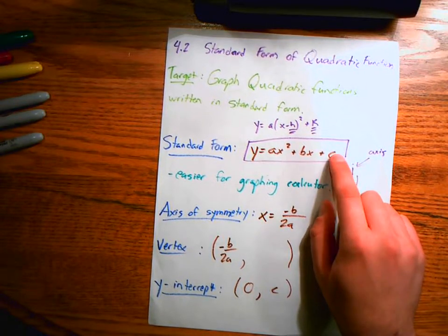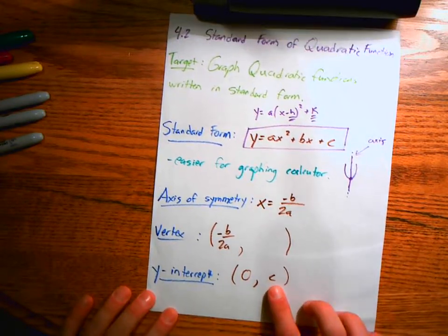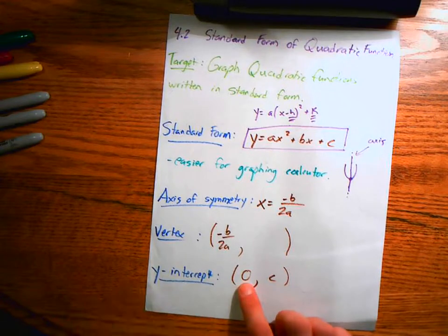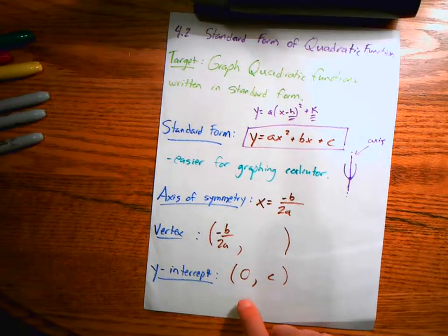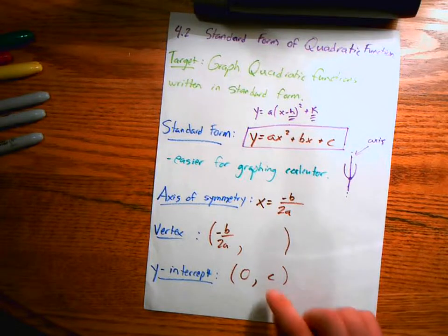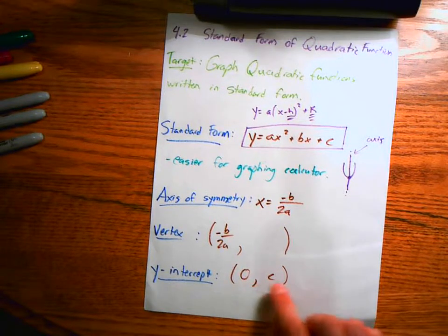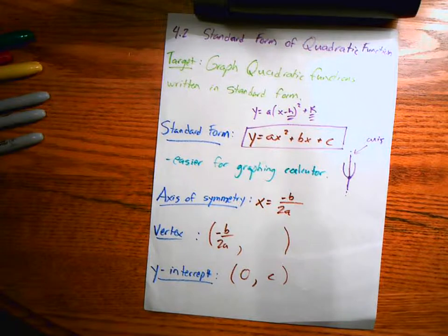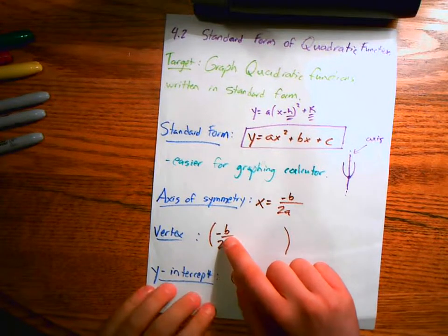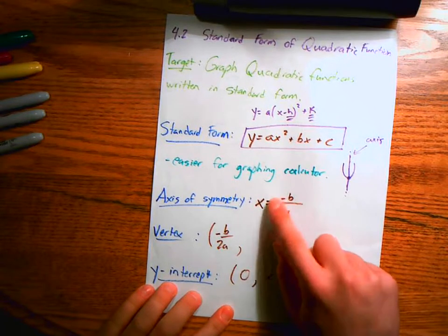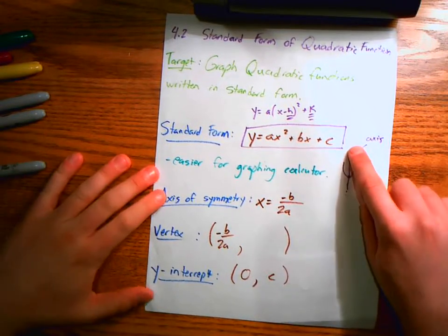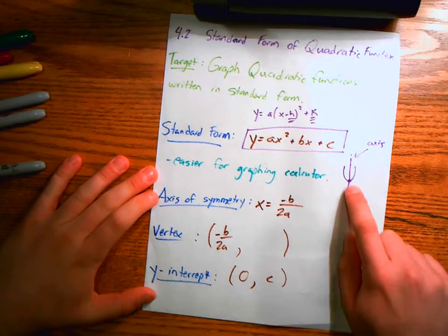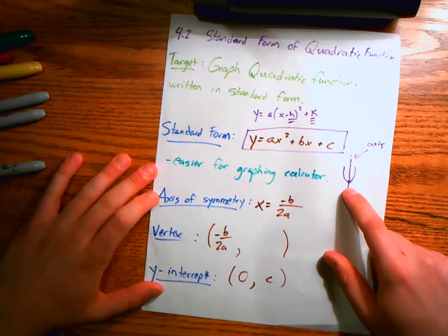C is not used at all in order to find the axis of symmetry. The only thing that c is used for is right here, to find the y-intercept. Every single y-intercept has an x value equal to 0, because it's where it crosses the y-axis. So whatever value c is, the point (0, c) is your y-intercept. Now in order to find the vertex, your x value is always going to be the exact same thing as the axis of symmetry, because the axis of symmetry goes through the vertex point, and all those x values are going to be the same.